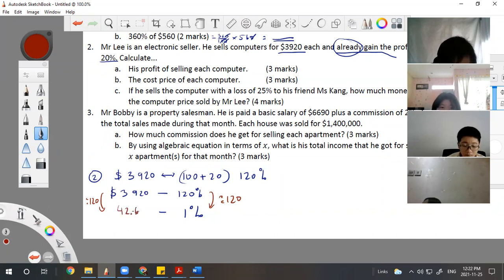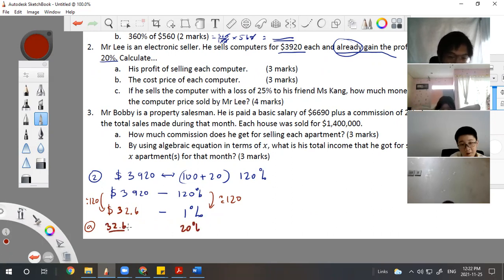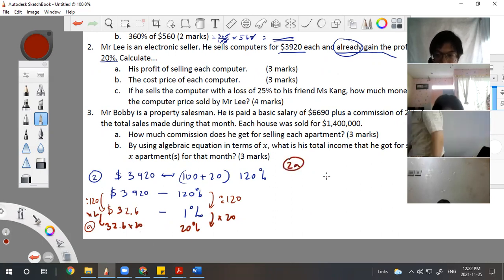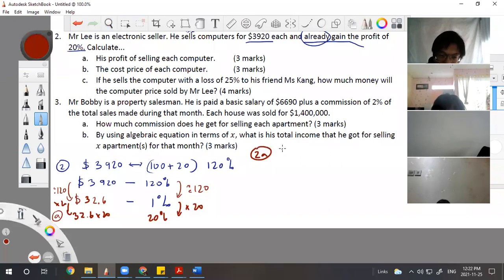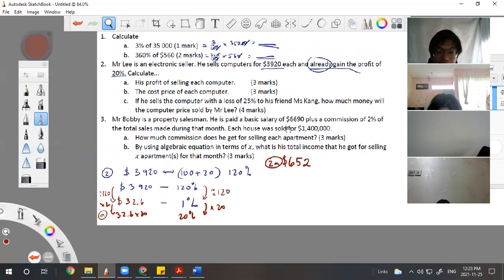32.6. Thank you. And what was asked? His profit, right? 32.6. So what is asked in A? His profit of the selling. Profit is 20%, right? So you multiply 32.6 times 20, because you multiply by 20 here. What is the answer? 32.6 times 20. It seems like 628, 648. 652, yeah, 652. That's the value.